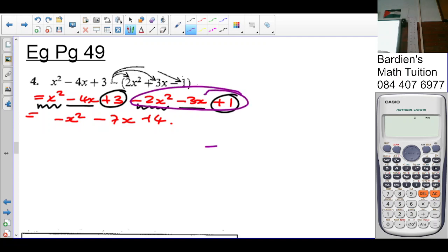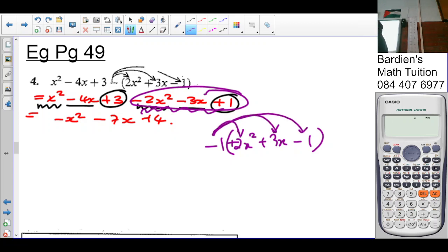So if you got here 2x squared plus 3x minus 1. You're asking about these signs here, no? Yes. So you see there's no sign here, so it is positive. There must be a 1 here. So we must multiply the negative 1 by the first term, by the second term, and by the third term.